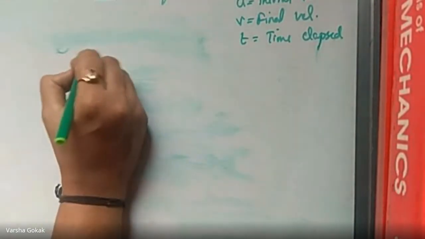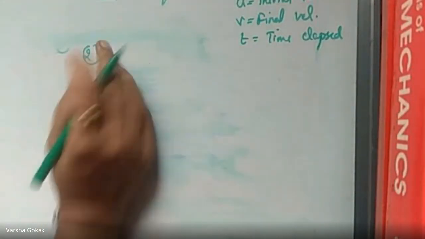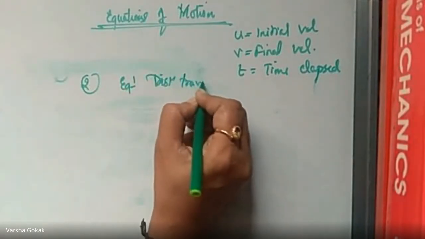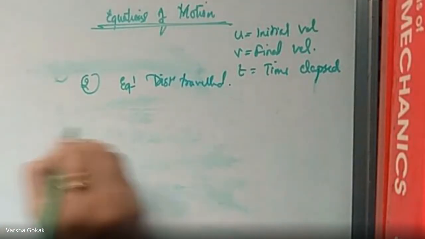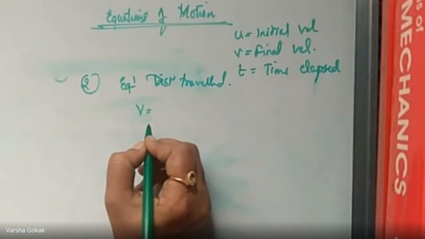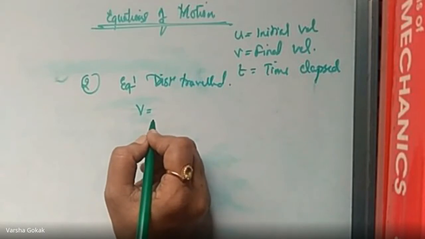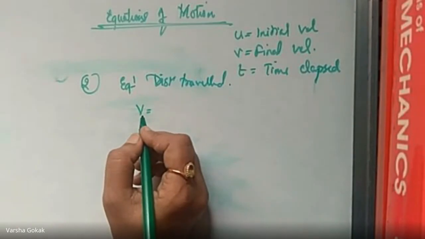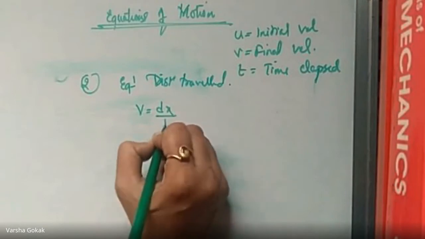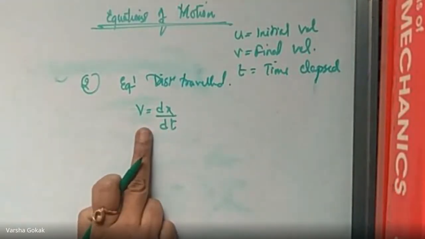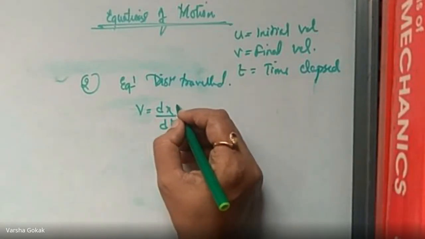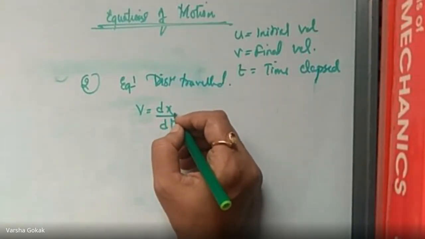Then comes the second. Let us derive for distance. If I want to find the equation for distance traveled, we know that velocity is what? Rate of change of displacement with respect to time, dx by dt. Correct? The rate of change of displacement with respect to time is your velocity. I want here distance or displacement. That's why I'm taking this rate of change.